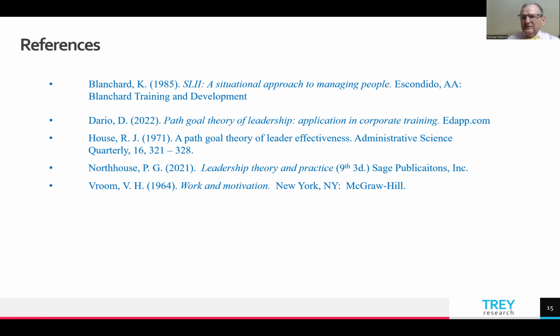And so path goal leadership is the next step forward after Blanchard's situational leadership, taking into account additional parameters. If you can identify what those are to match with the followers' needs, then you'll be able to achieve those goals.